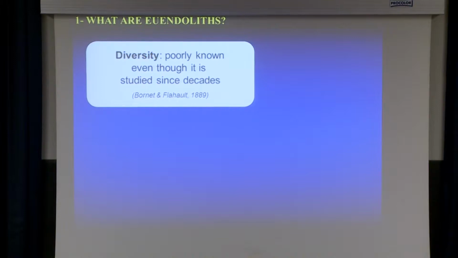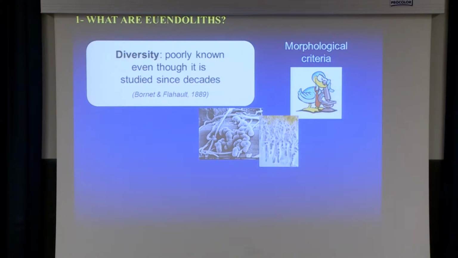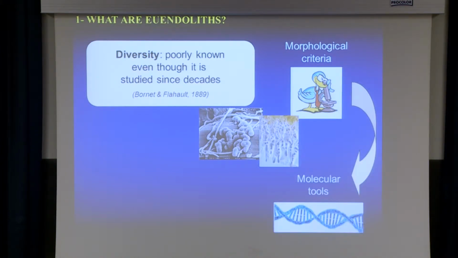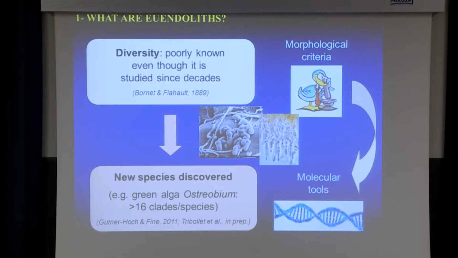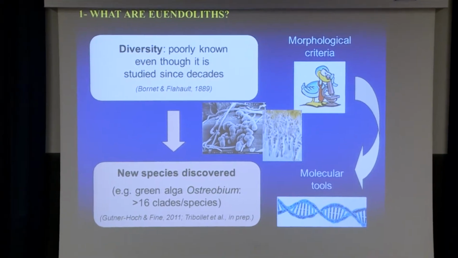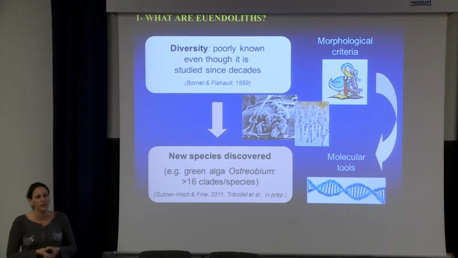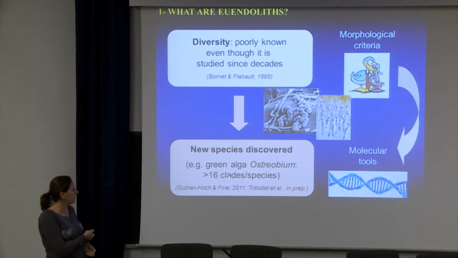Their diversity is actually poorly known, even though it has been studied for decades, and that's probably mainly due to the fact that identification of either the boring traces or the filaments themselves was based on morphological criteria. But since the development of molecular tools, we are now discovering more and more new species, and that's especially true for the green alga Ostreobium, which you will see later is the main agent of carbonate dissolution in carbonate systems. We thought until recently that this genus comprised only 1 or 3 different species, and now we're up to probably 16 new species.